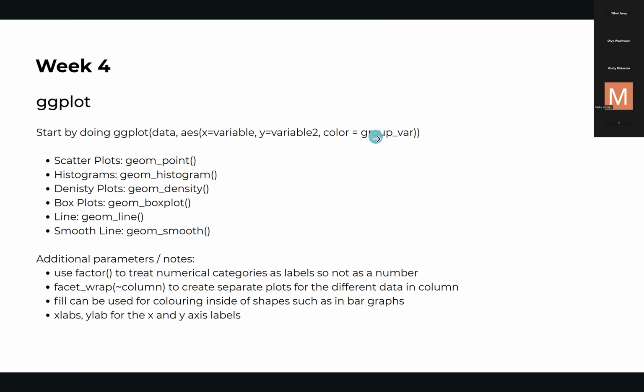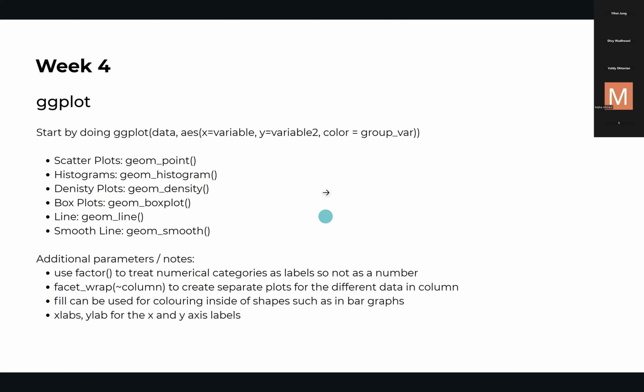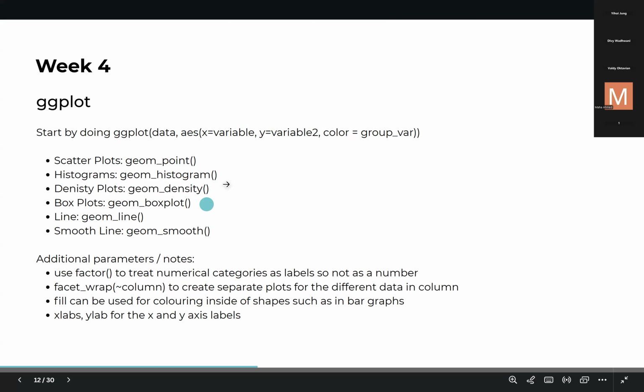So this color and the fill later on, which is a little bit different. Color is for the colors of the lines, and if there's a shape and you want to color it, then you use fill. So for example, in the bar graph, if you want to have color for the edges, then you use color. But if you want it to actually be filled in, then you use fill.